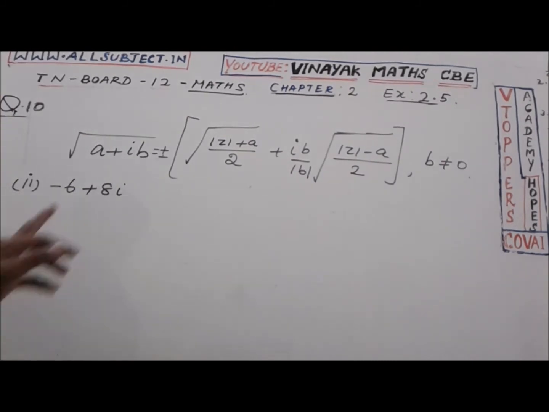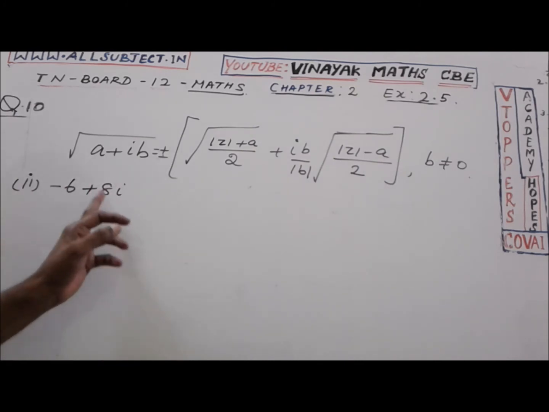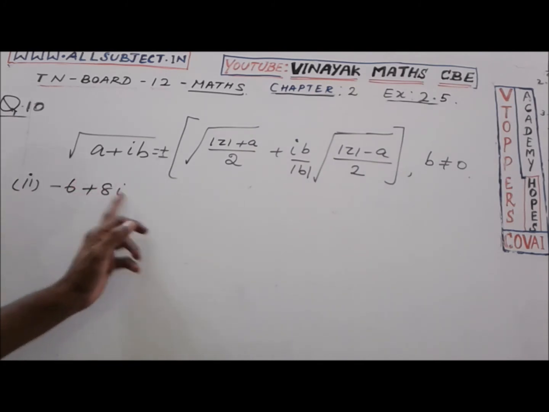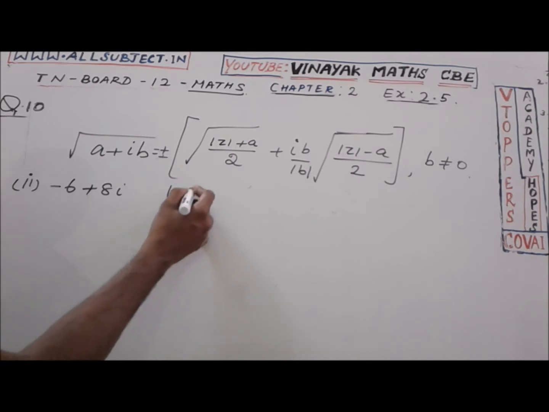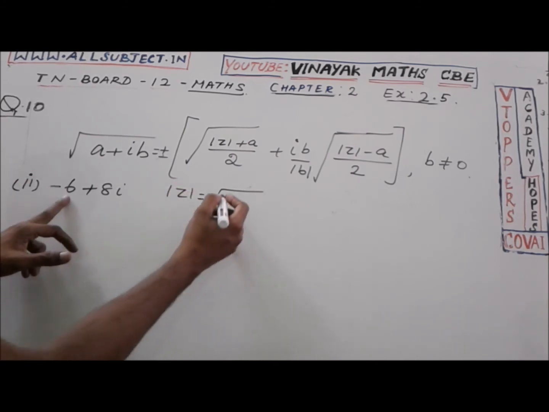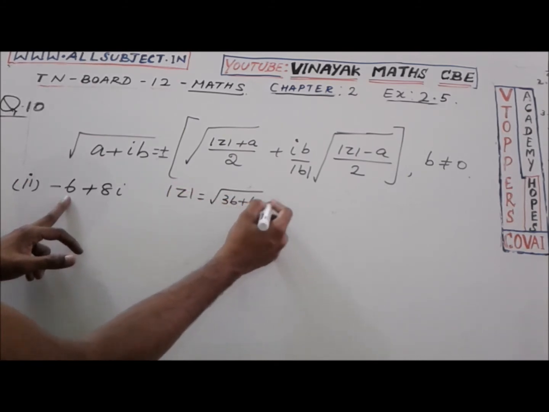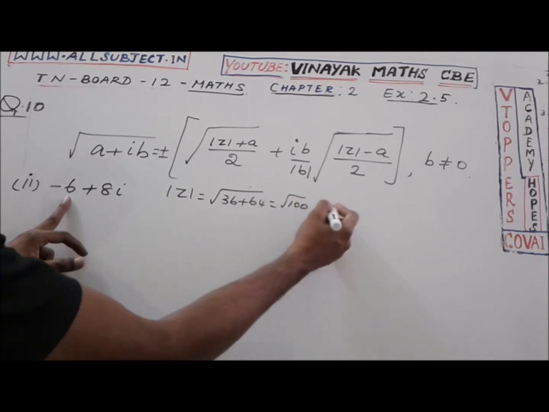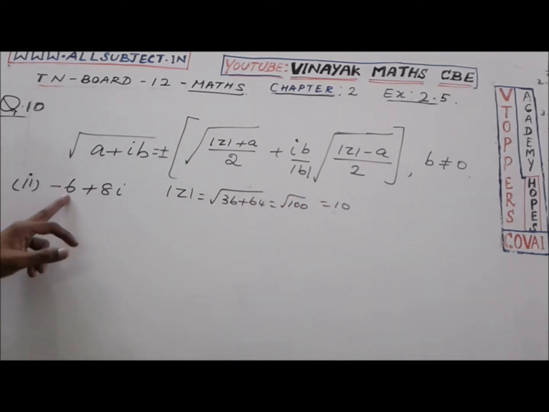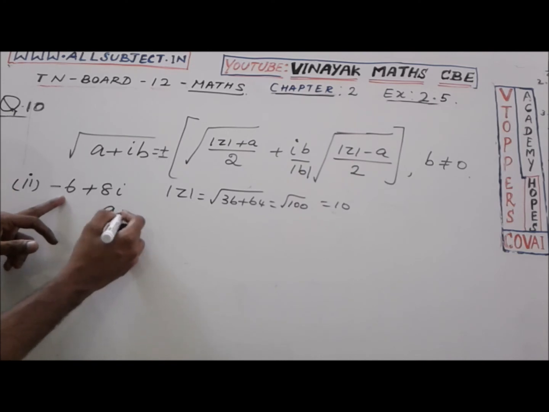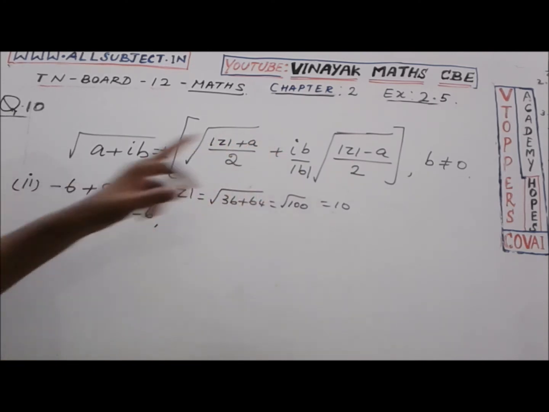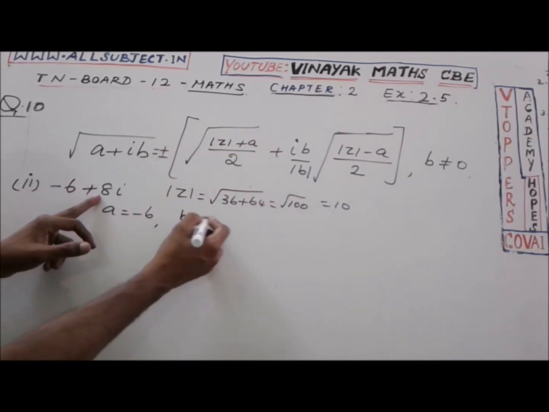Second subdivision, minus 6 plus 8i. We should find the square root of this number. So find modulus z. Modulus of z equal to root of 36 plus 64 equal to root of 100 equal to 10. And a means real part, a equal to minus 6, and b is the imaginary part, b equal to 8.